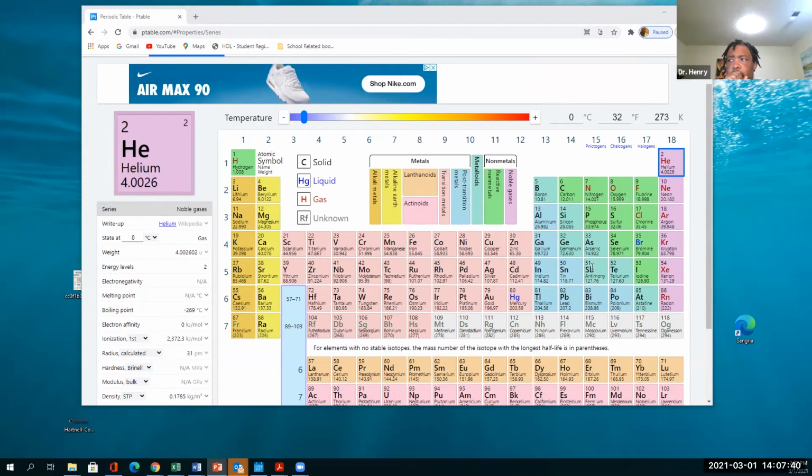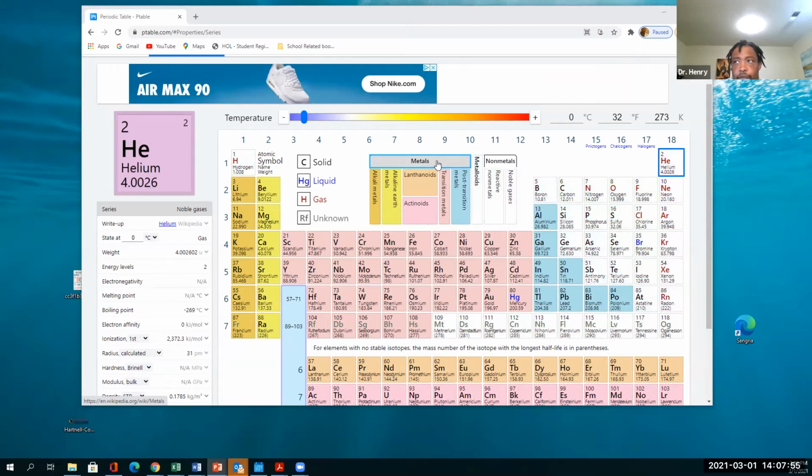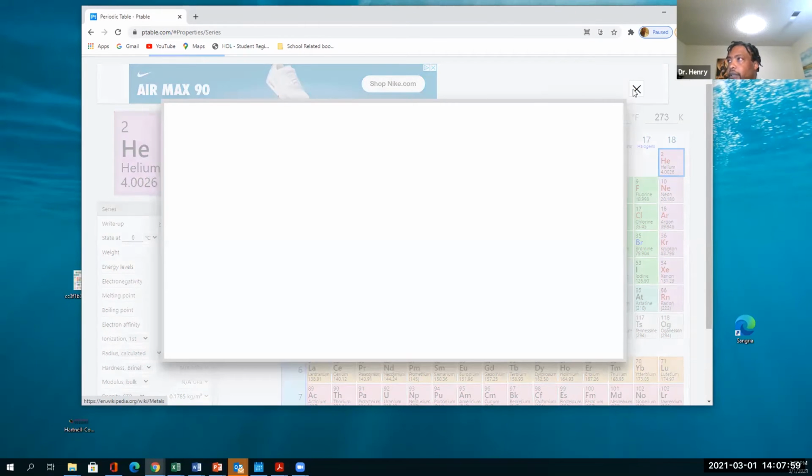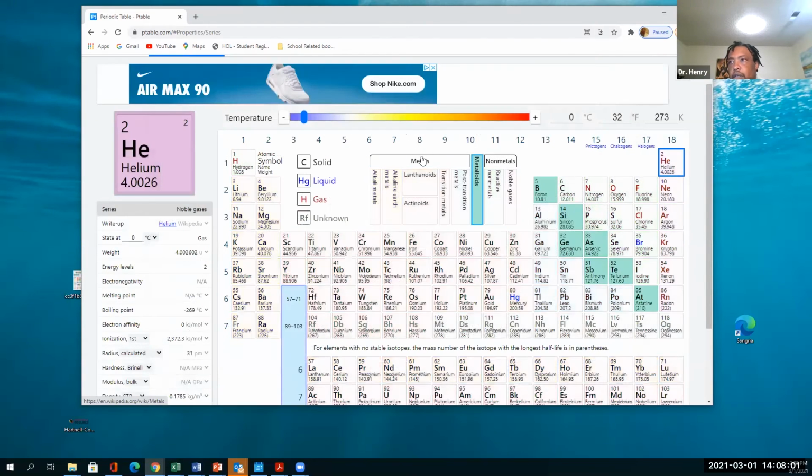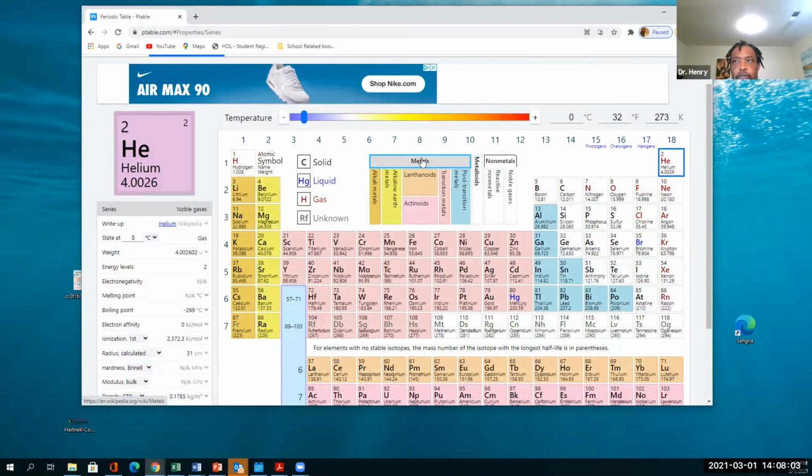Sometimes your metalloids will also form ionic bonds. Metals are able to conduct electricity, they're malleable. And these are all your metals right here. By me just passing over it, all the ones that are highlighted in the different colors represent all the metals. So those are all your metals.